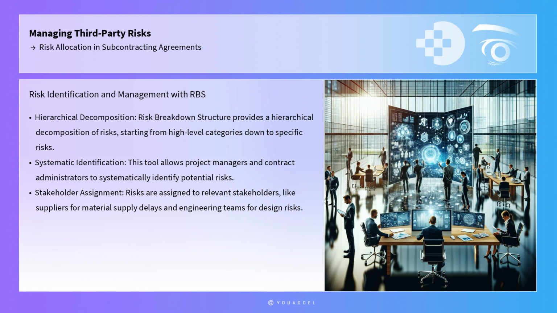A practical tool for risk identification and management is the risk breakdown structure, which provides a hierarchical decomposition of risks, starting from high-level categories down to specific risks. This tool allows project managers and contract administrators to systematically identify potential risks and assign them to relevant stakeholders. For instance, in a construction project, risks related to material supply delays could be allocated to the supplier, while design risks might be managed by the engineering team.